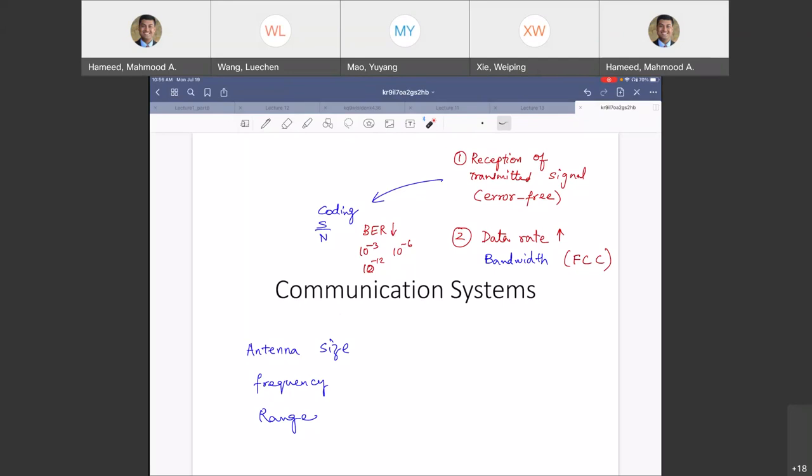Today, whatever you hear will be relevant to amplitude modulation. So you are essentially changing the amplitude of your carrier depending on the message signal.